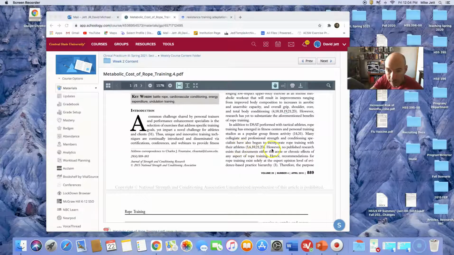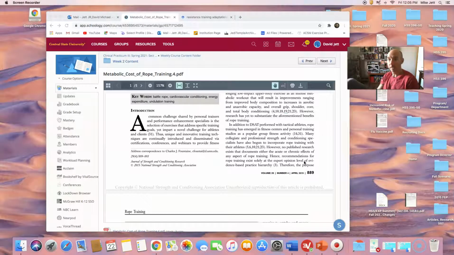Okay, so notice right here, it says, however, actually, let's back up. While many professionals use rope training, there is no published research that documents blah, blah, blah, okay? So it identified a gap in the research, and that's what the introduction sort of finishes with, okay? So we have established a background, what's currently there, what's missing, and now what we're going to do about it, okay? So those are your 4 components of your introduction, okay?